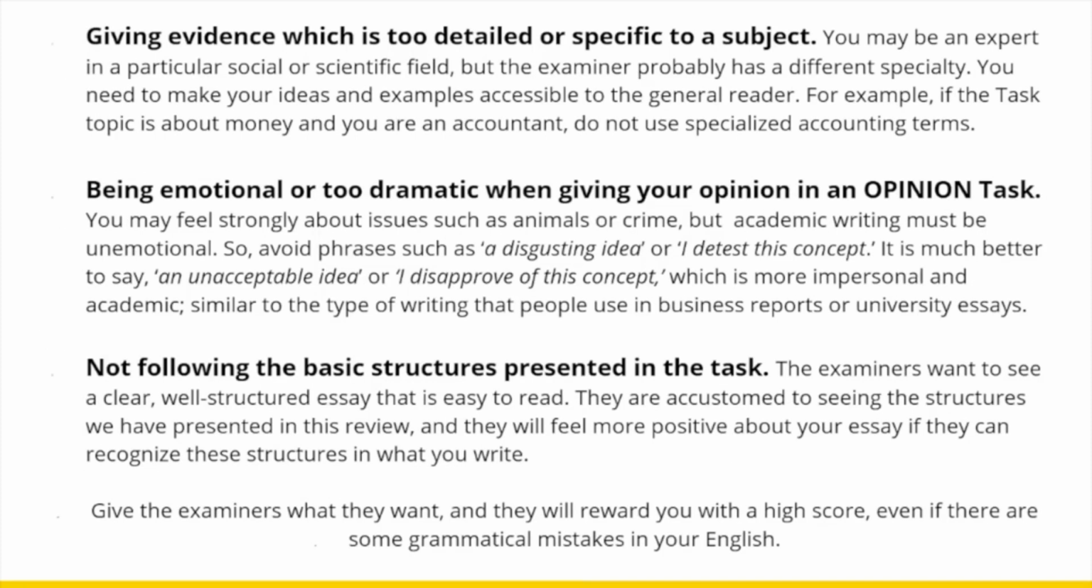All right guys, we're continuing to learn about the most common mistakes. And the first point we have on the slide is giving evidence which is too detailed or specific to a subject.